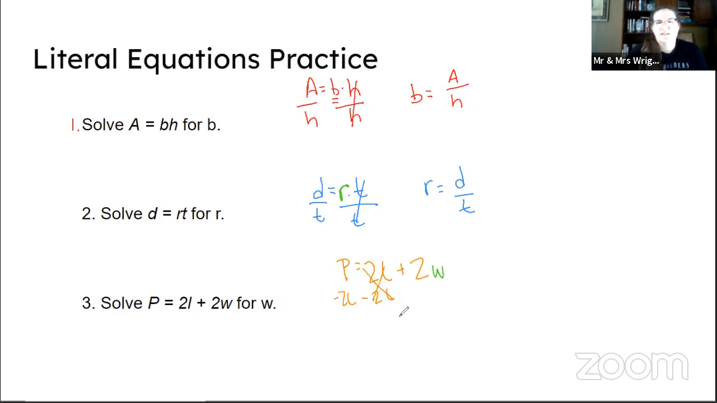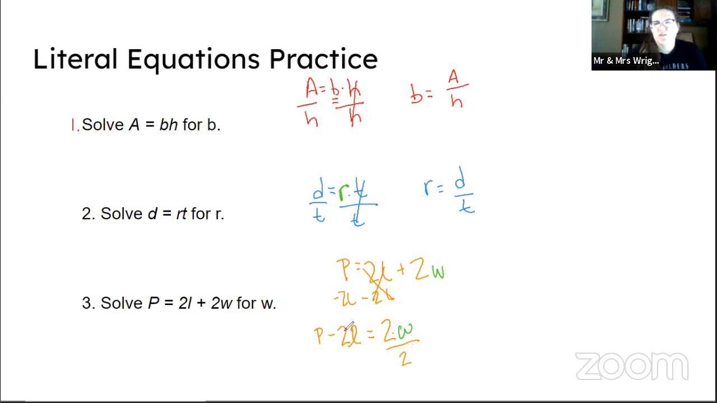And that's going to cancel out on this side. So on this side, I'm going to have P minus 2L. Usually with L's, we're going to write them in cursive in algebra, equals 2W, okay? Let me write that W again in a different color just to help me a little bit. All right, so what's happening to the W now? It's being multiplied by 2. So I have to divide by 2.